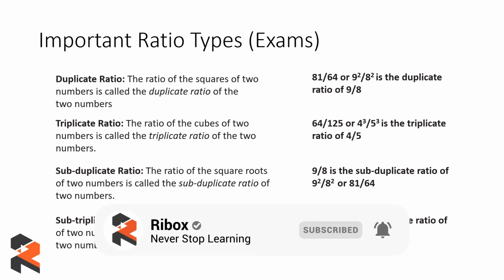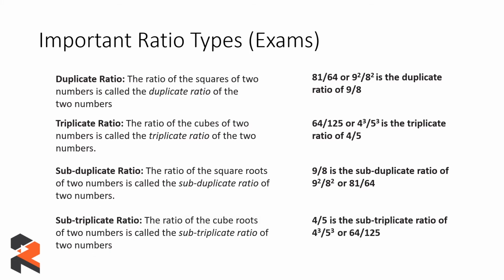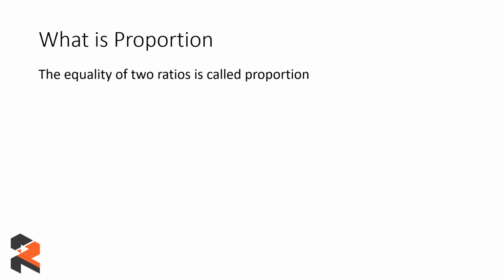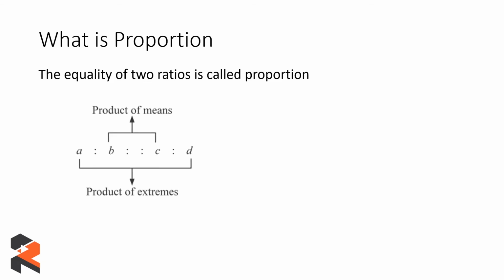So like P by Q will have an inverse Q by P, so you know that. So let's look at what is proportion. Now what is proportion? Proportion is nothing but the equality of two ratios. Now let's understand it in a better manner. So what we have here is a proportion.